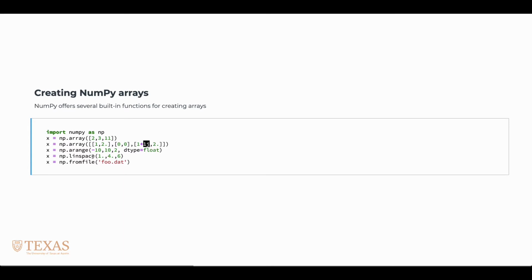We can create a linear space. So in this case, it would be a set of floating point doubles that go from 1 to 4, and there would be 6 of them equally spaced in between. And we can also read data from a file, like so. There are other ways too to create arrays, but these are the most common ways to create them: from Python lists or specify an arange or linspace.